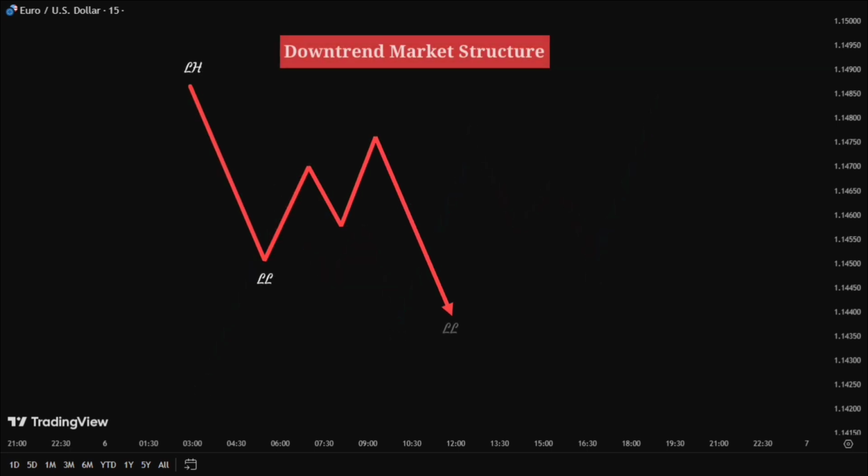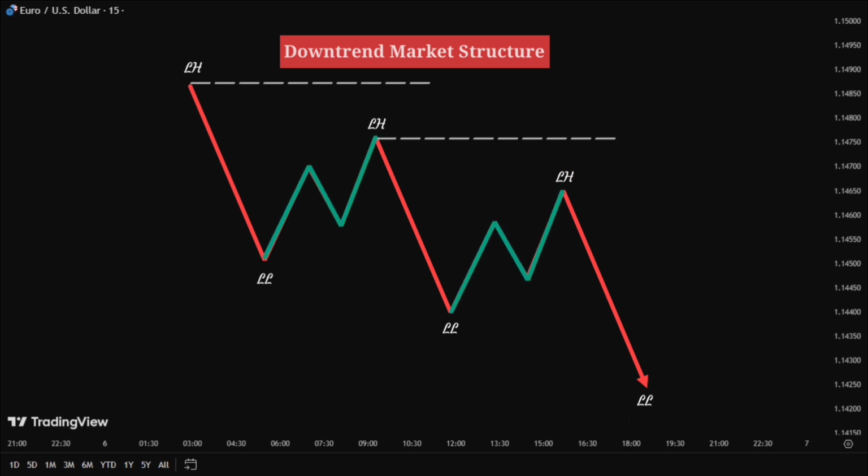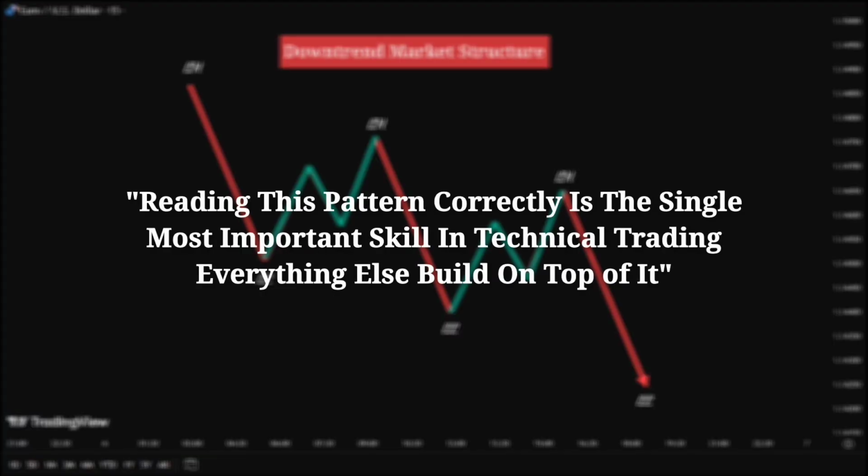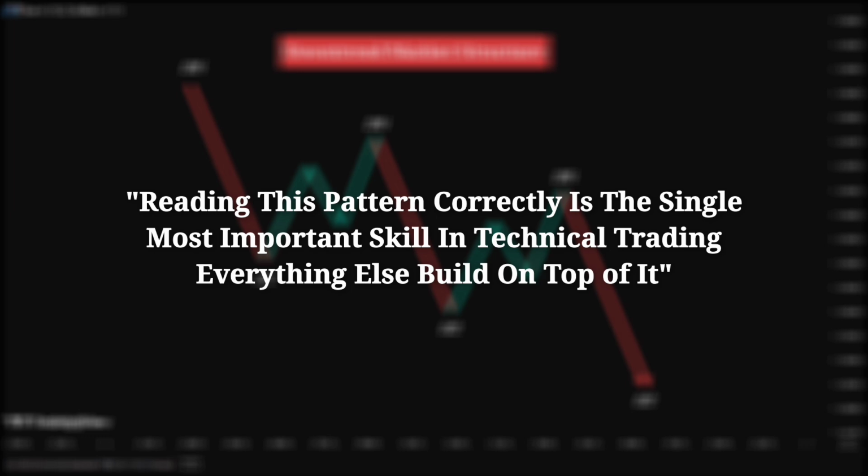When price creates a lower low, followed by a lower high, and then another lower low, that is bearish market structure. Price is stepping down. Each drop makes a new low, and each bounce fails to reach the previous high. That tells us sellers are in control. Reading this pattern correctly is the single most important skill in technical trading. Everything else builds on top of it.